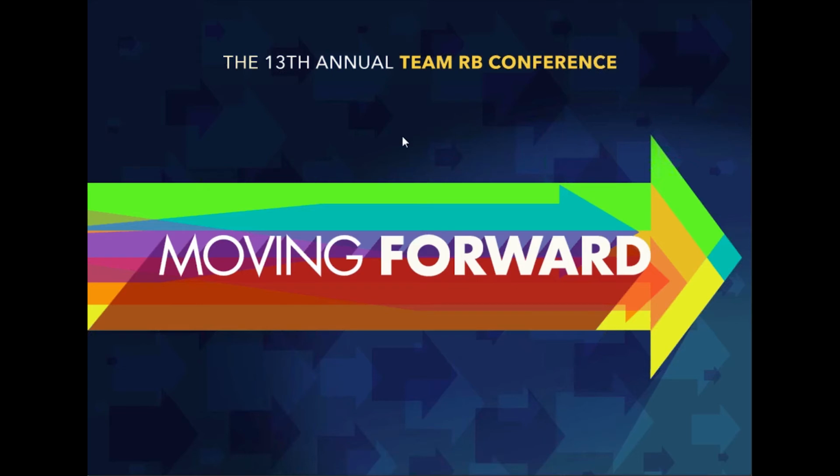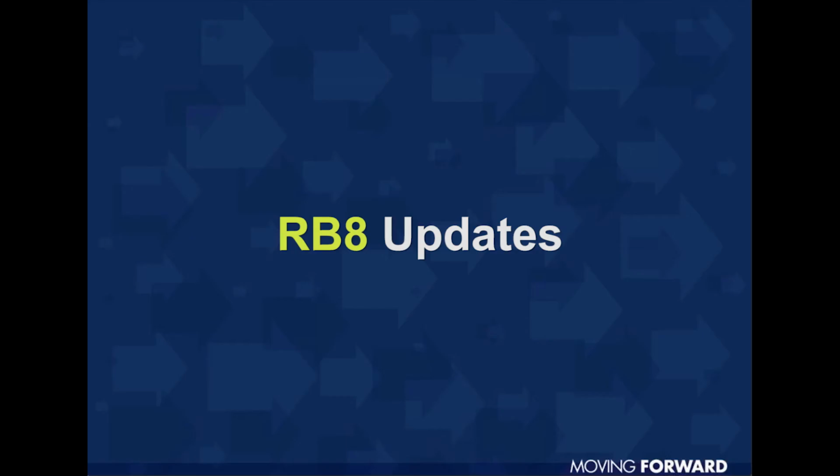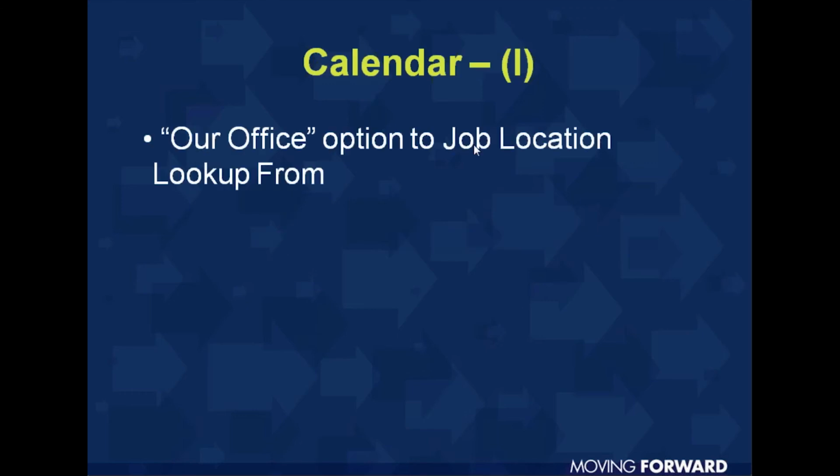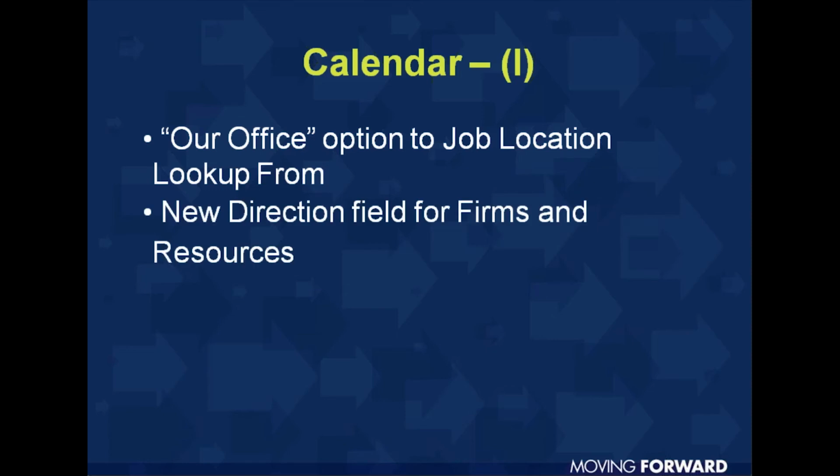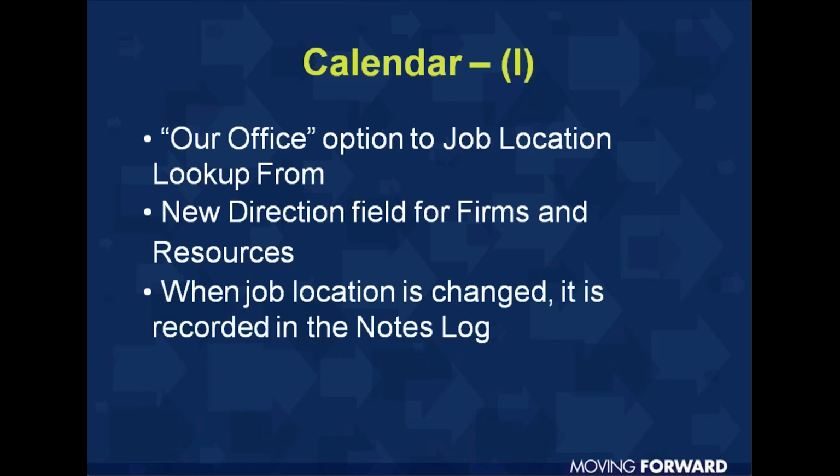So what we're going to do first is take a look at some RB8 updates, and we're going to take a look at some calendar enhancements. If you have a job that is taking place at your office, you can now select our office as the location. You can now enter directions for firms and resources that will auto-populate in the Job Location tab. Anytime the location of a job is changed, an automatic note is added to the Notes Log tab of that job.